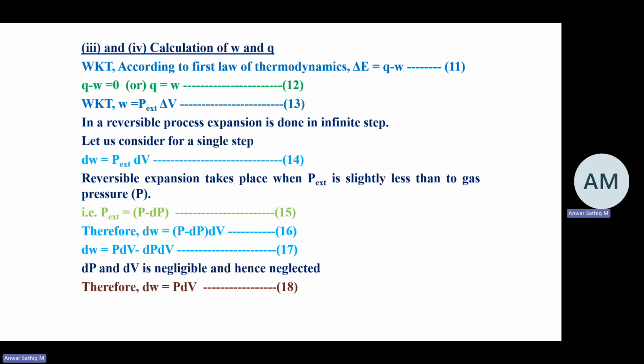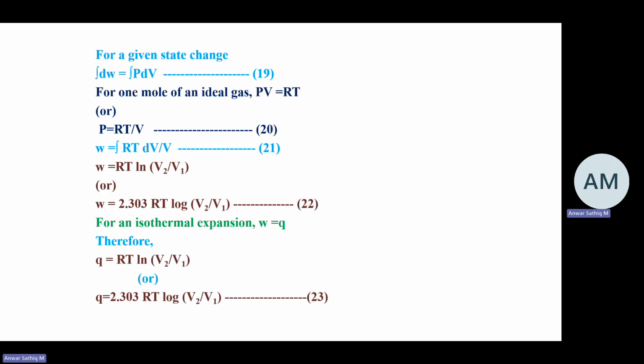Here dP is change in pressure, dV is change in volume. The condition is reversible, therefore dP dV is small, that is a negligible change. Hence, this term is neglected. Finally, the above equation is written like this: dW is equal to PdV. This is equation number 18. For a given state change, integrate the above equation, we get equation number 19.